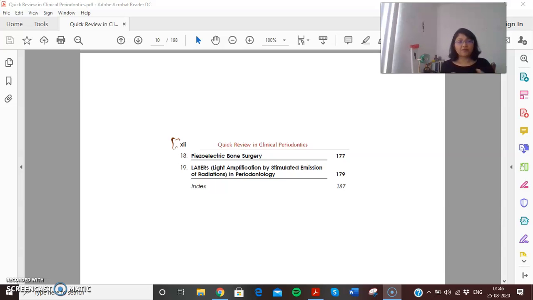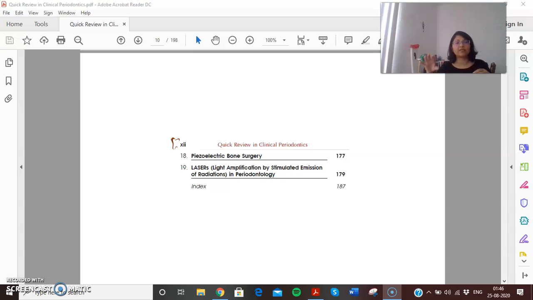Firstly, why did I even write this book? As you know, I've done my periodontics residency, and even when I was doing BDS, I was always interested in reading. And most of you who are already doing dentistry, in your final year or doing MDS, would agree with me that it's very hard to find information in one book.